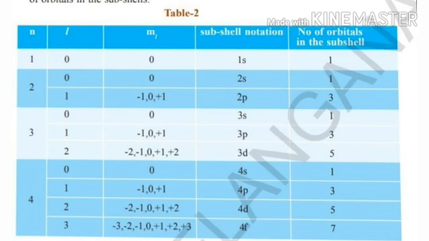Let us see this table. We have columns n, l, m, subshell notation, number of orbitals in the subshell. n equal 1 means l equal 0. l equal 0 means m equal 0. So n equal 1, first orbit, l equal 0 means s, therefore the subshell is 1s. And having s means having 1 orbital, therefore the number of orbitals is 1. So like that you check this table in your textbook. Okay? Page number 115.